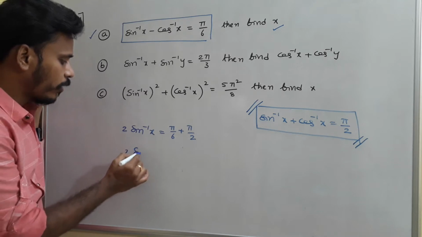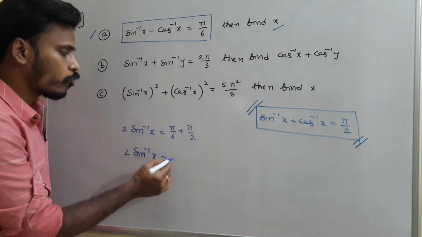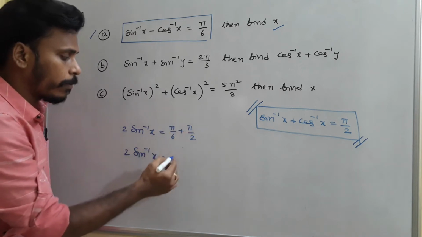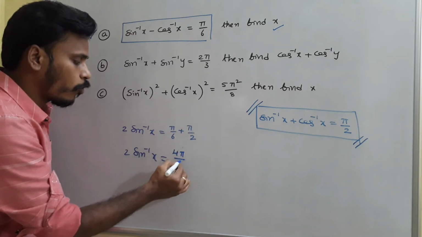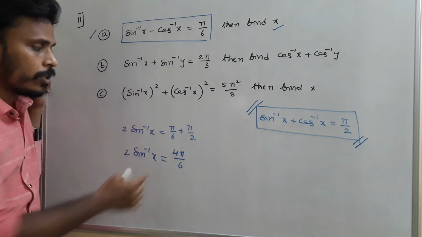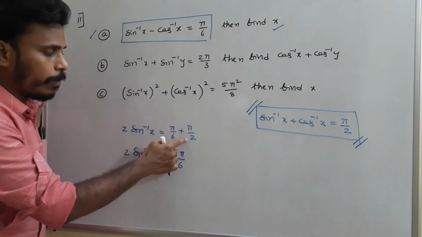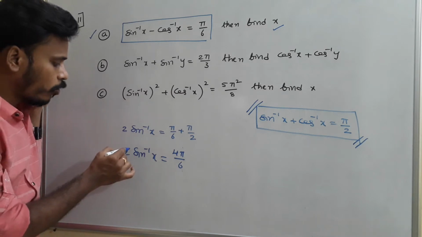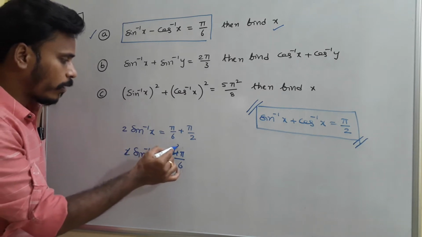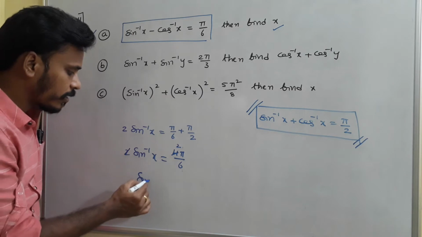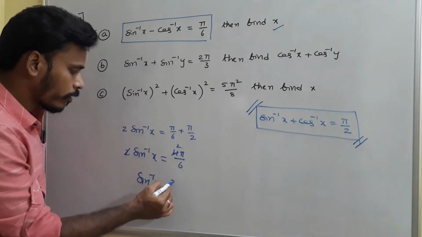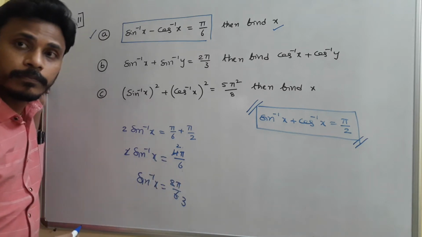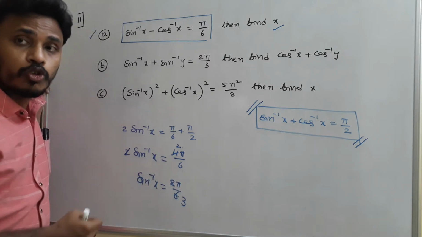So, 2 sin inverse x is equal to pi by 6 plus pi by 2. Just simplify it. This is 3 pi by 6, and you will get 4 pi by 6, right? 3 pi plus pi is 4 pi by 6. When you cancel out with the 2, it becomes sin inverse x is equal to 2 pi by 6, which is nothing but pi by 3. Sin inverse x is equal to pi by 3.